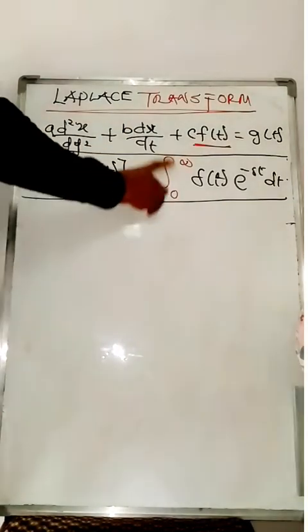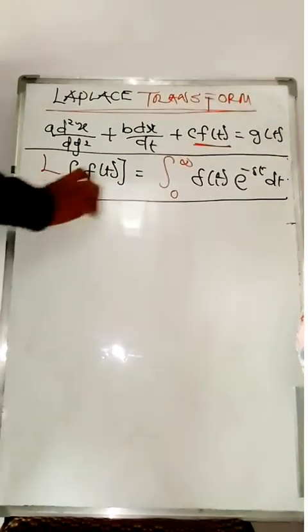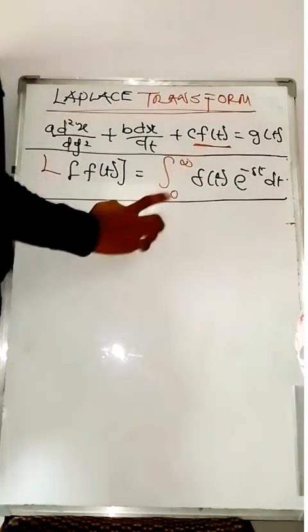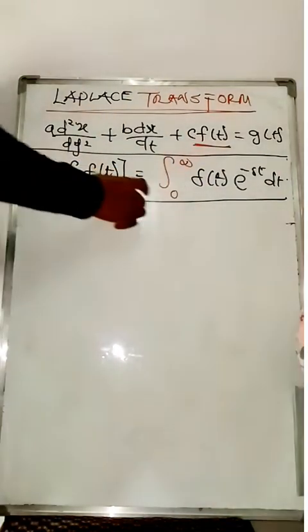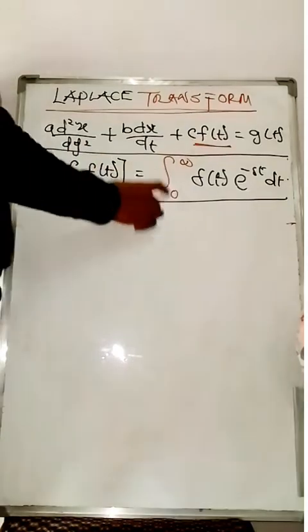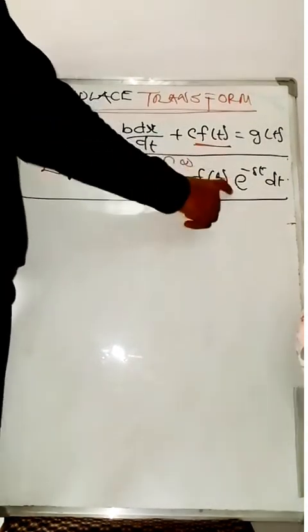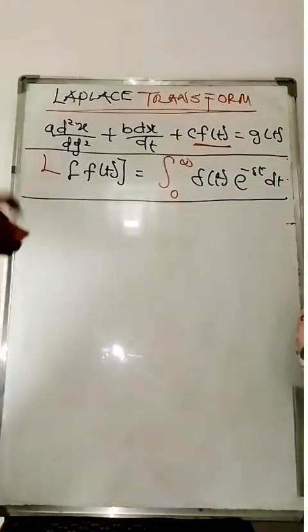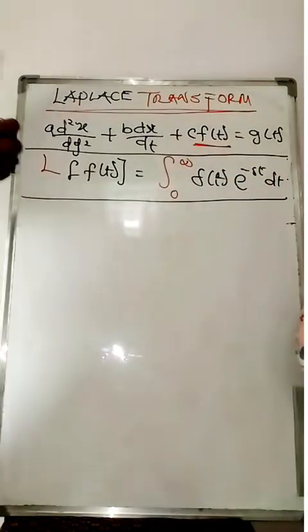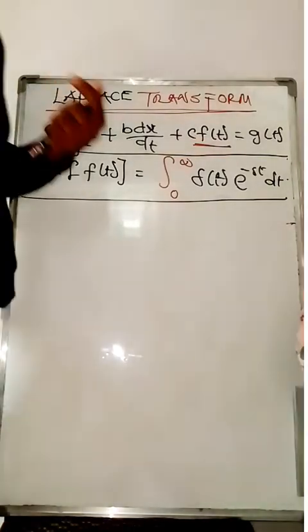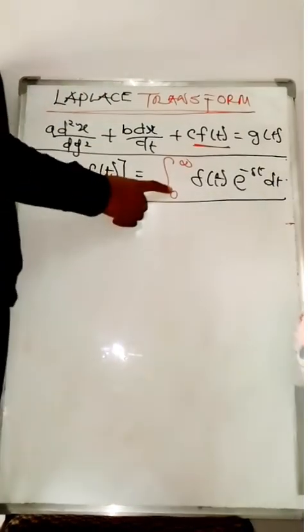Now Laplace, this is the integral. We're going to be integrating the function of t with the exponential of minus st with respect to t. So this is the integral from 0 to infinity of the function of t times exponential minus st dt. Now Laplace is regarded as a semi-infinite integral. Why is it called a semi-infinite integral? Basically because it starts from 0 to infinity.